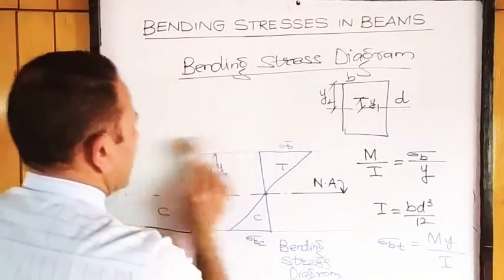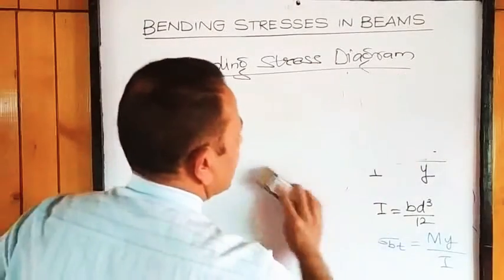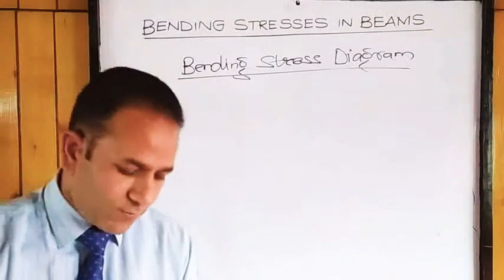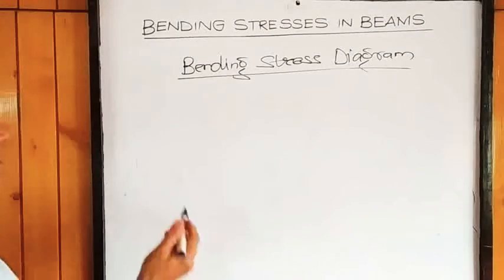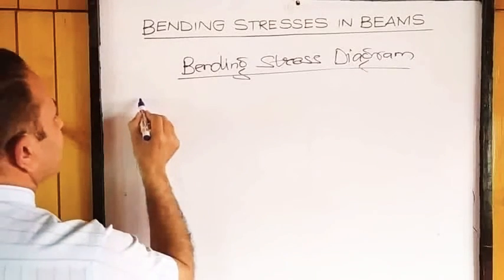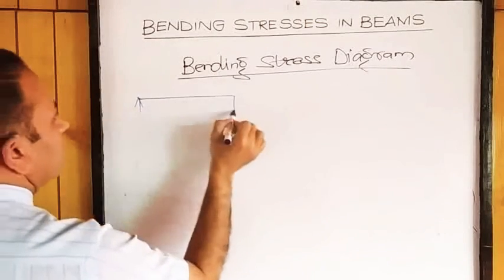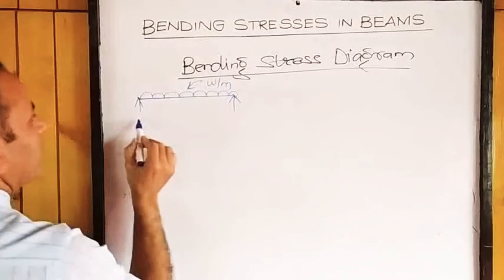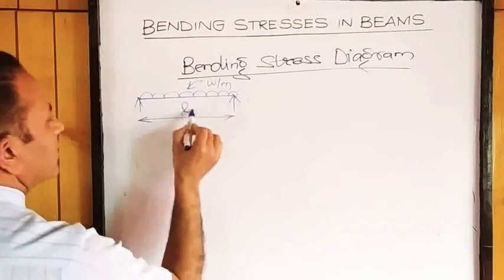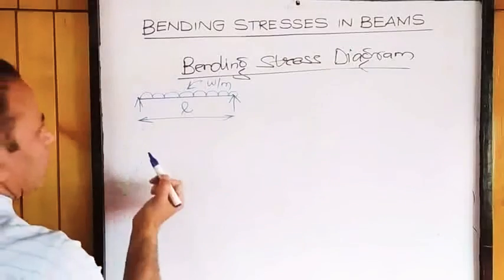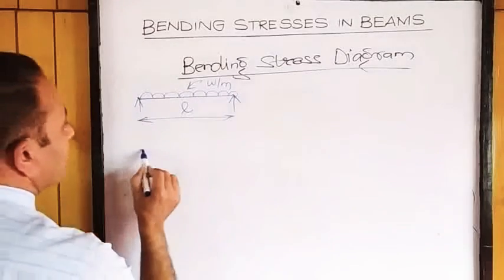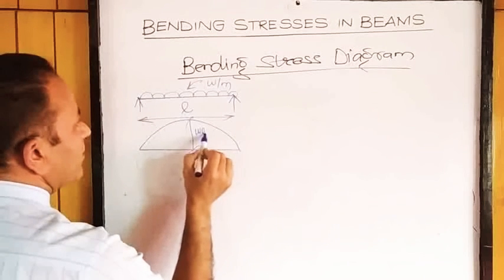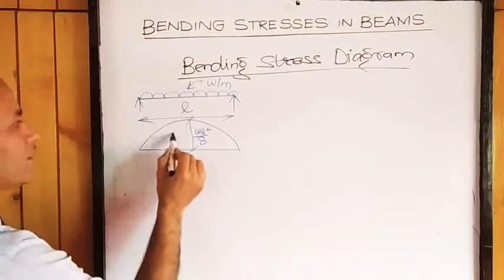But it becomes a bit complicated when the section is not symmetrical. If it is unsymmetrical, then we have to calculate the CG of the member and then calculate the bending stresses. Say for example, we have a simply supported beam now, again loaded with UDL, W per meter, span is L, and we calculate the bending moment. For this particular beam, we know that bending moment will be maximum at center, and that will be equal to WL square by 8.